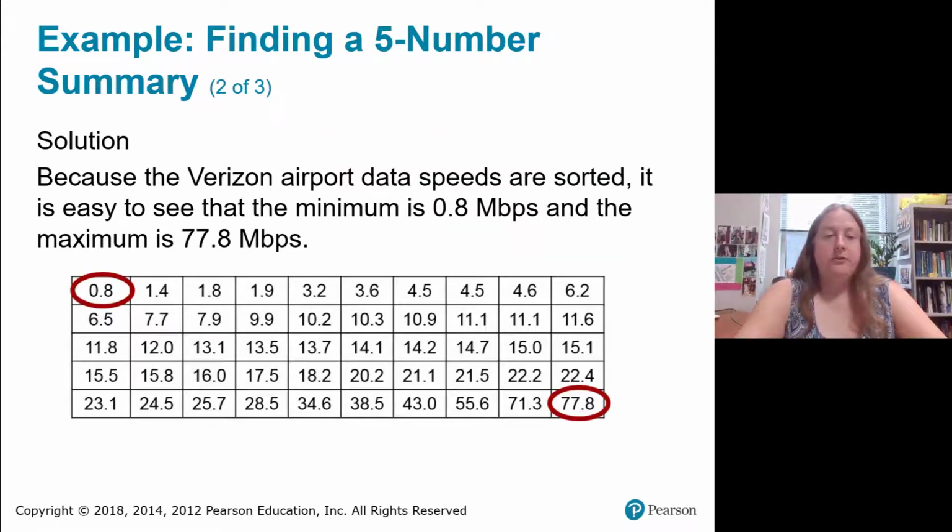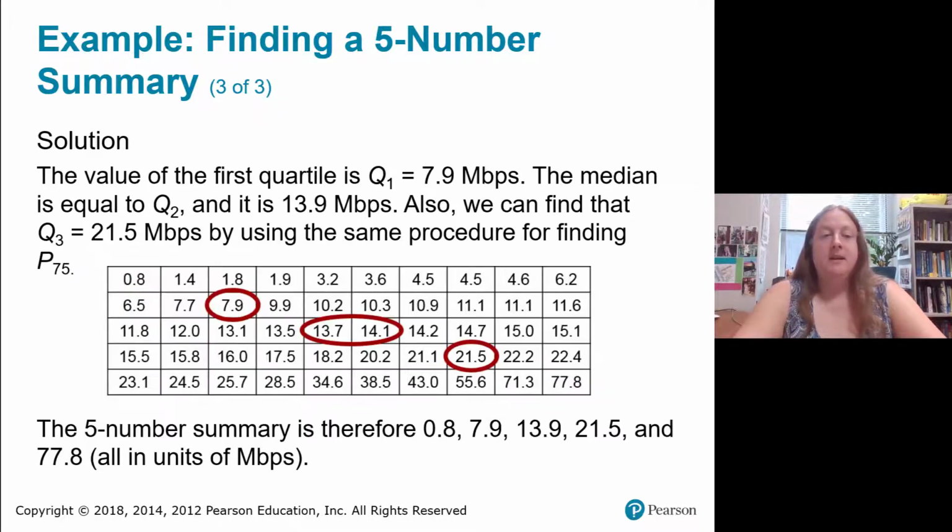So we go through this. The minimum and maximum are very easy. They're the smallest and largest numbers. First 2 numbers of our 5-number summary found, down to 3 that we need. We need quartile 1, median, quartile 3. So to find quartile 1, we're looking for the 25th percentile. And if we do that, we'll find that 7.9 is the 25th percentile. We're looking for the third quartile, 75th percentile. If we do that, then we're going to find that 21.5 is that third quartile.